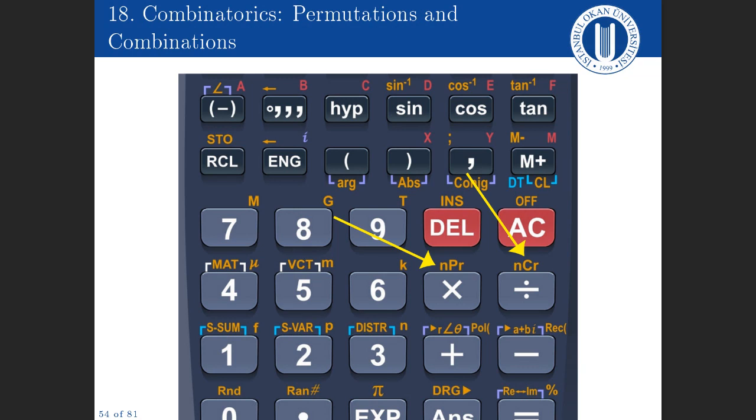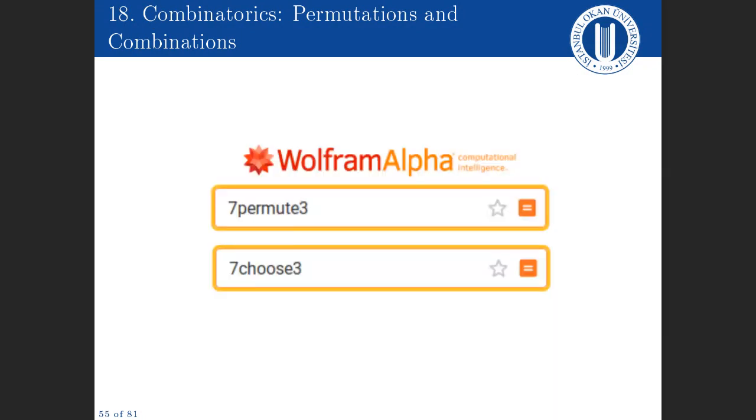You won't be allowed a calculator in the exams, but it might be useful for you when you're doing the homework. Have a look at your calculator if you've got a scientific calculator and find the permutations and combinations functions. On this Casio calculator, they're written as nPr and nCr, and they're on the multiplication and division buttons. In my opinion, the best website calculator or the best smart app for mathematics is Wolfram Alpha. And in Wolfram Alpha, you could type 7 permute 3 or 7 choose 3.